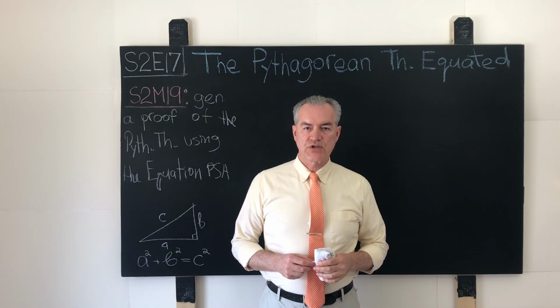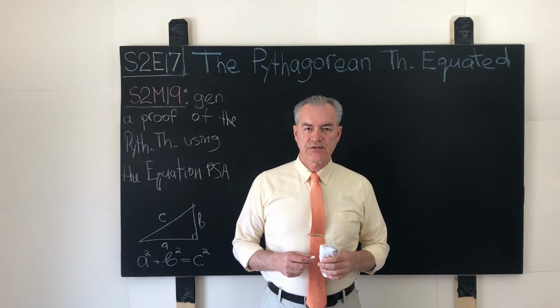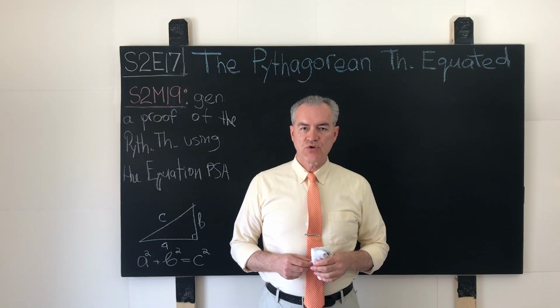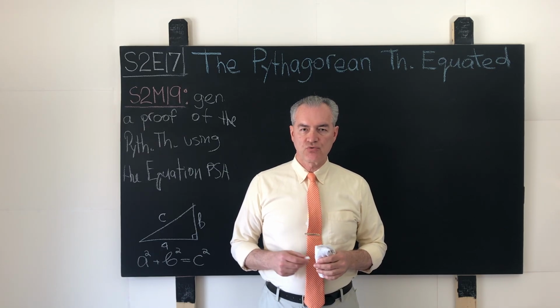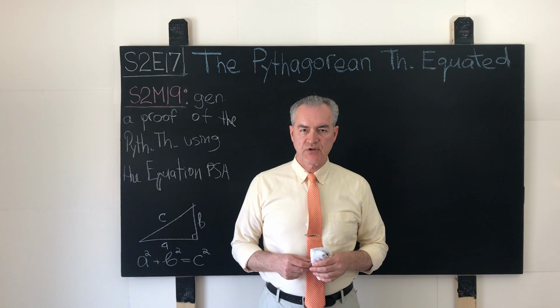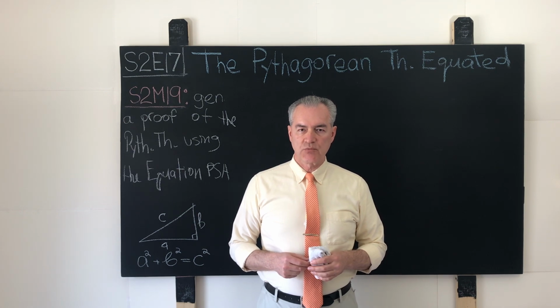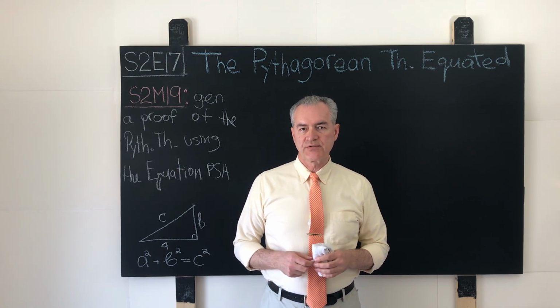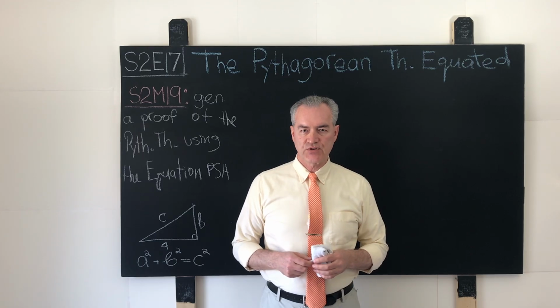Welcome to the Problemas channel Season 2 Episode 17, the episode which I have titled The Pythagorean Theorem Equated, because in this episode we will discuss my solution of the mathematical problem S2E17, in which we were asked to generate a proof of the Pythagorean theorem, also known as Euclid's Elements Book 1, Proposition 47, using the equation problem solving approach, which we have begun studying in the previous episode.